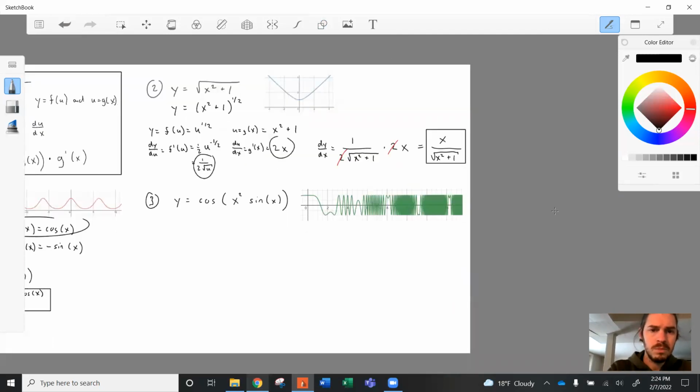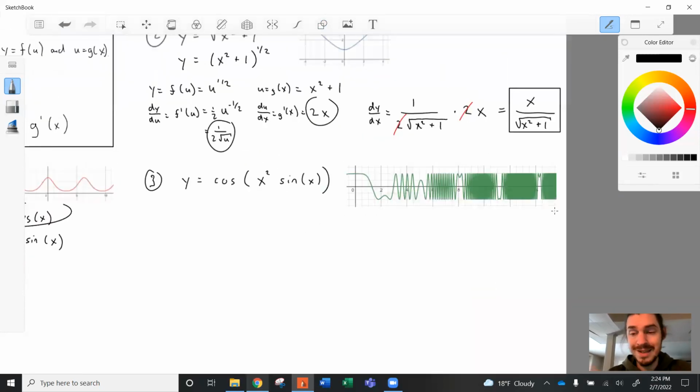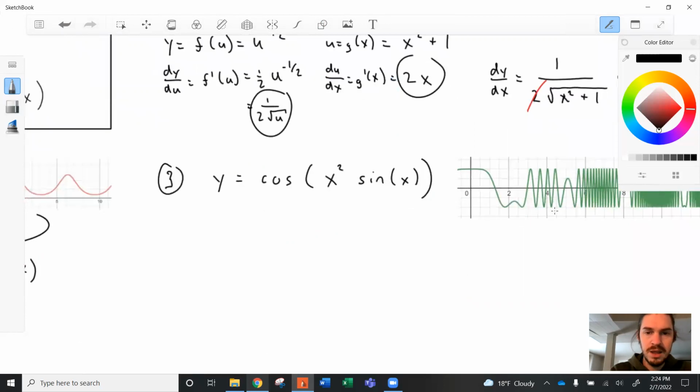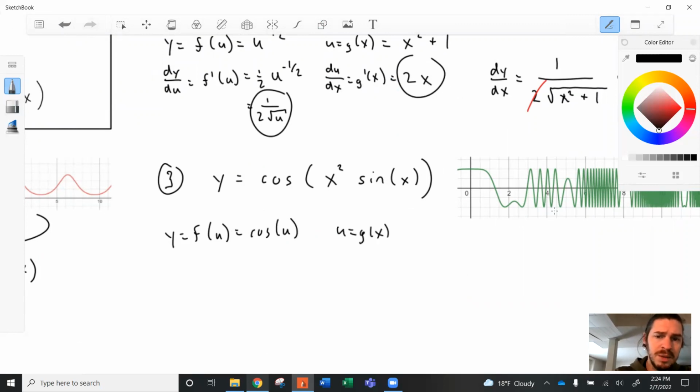So for the third one here, I chose something a little bit more complicated. This has a clear outer function. Clearly, the outer function is cosine on this one. So y equals f of u, that's cosine of u. But then when we do our inner function, u equals g of x, it's a little bit more complicated.